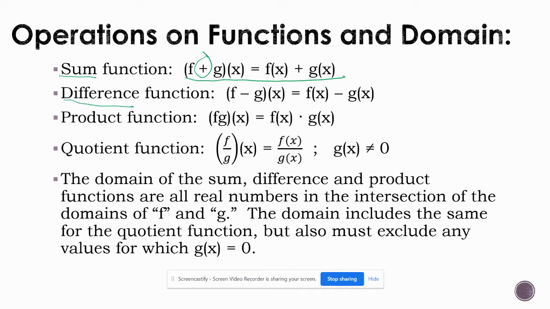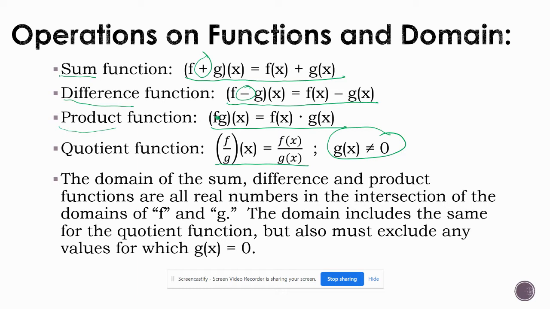The difference means to subtract. So you can either write it as f minus g of x or f of x minus g of x. Product means to multiply. So remember, when two things are right next to each other with no plus, minus, or division symbol, it means to multiply. And so this is f of x times g of x. And then quotient means division. And so we would divide f of x divided by g of x. And we have to make sure we note that g of x cannot equal 0.